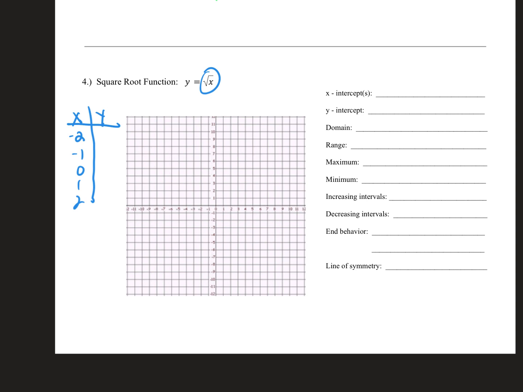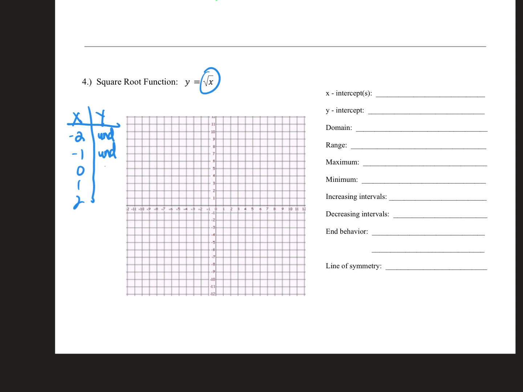Now, when I input the -2, the square root of -2 we can't do. All right, we can't take the square root of a negative number because no number times itself is ever going to be back negative. The reason why the square root of 9 is 3 is because 3 times itself gives me back that 9. We don't get that with a negative. So this will be undefined.